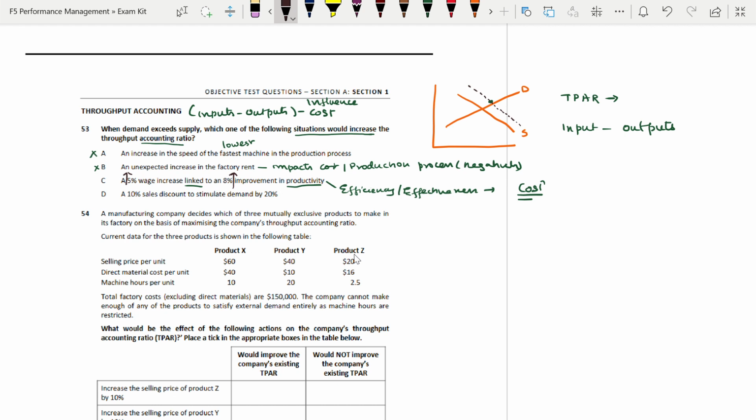Okay, what will happen when you do this? Your supply curve will shift. The moment you increase the wage, your supply will be more, and otherwise you are matching. In other words, what's happening? You are matching the demand and supply.